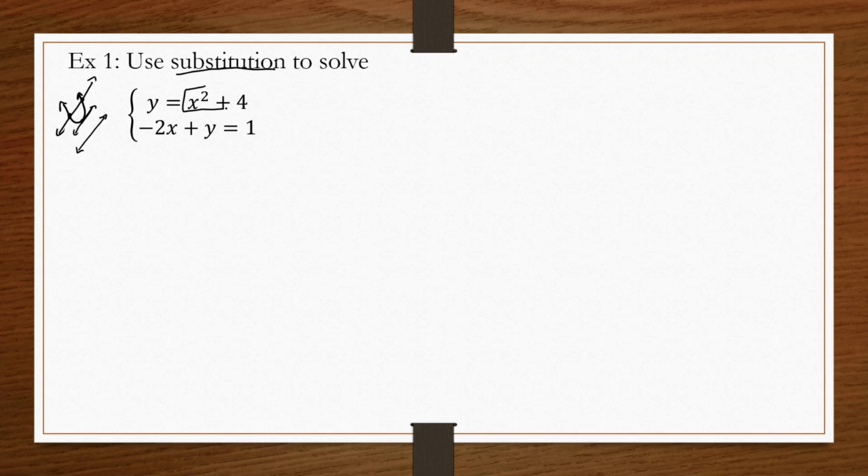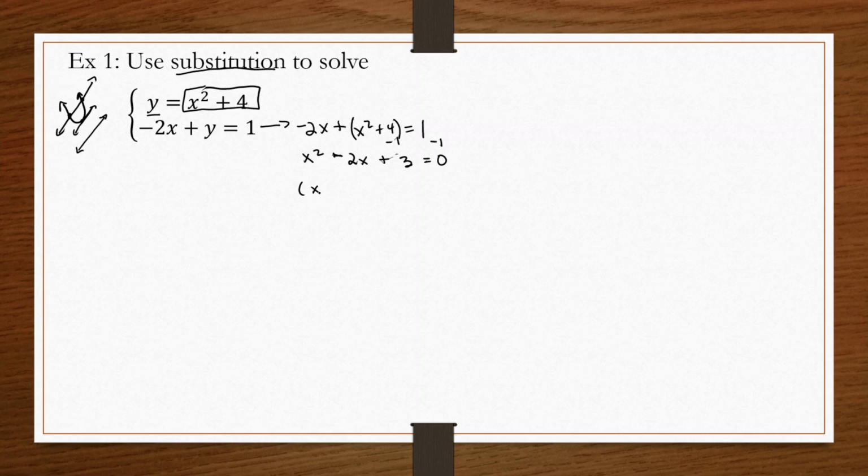So I'm going to plug this value in for y. I take my second equation and I get negative 2x plus my y becomes x squared plus 4 equals 1. Okay, so then I can just rewrite this quadratic in standard order, and I can subtract the 1, and I'll get x squared minus 2x equals 0.